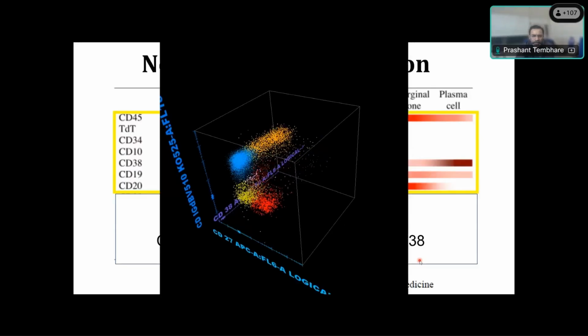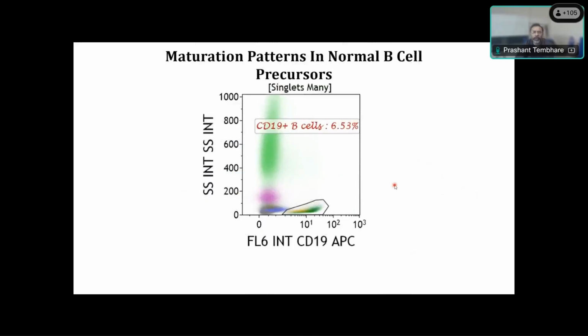This is the animation. If you look, these are the precursors. They gain markers as they mature and follow a sequence. This is 3D. On this channel you have CD34, this is 38, and then you have 27. So you can see this is how they mature. What we do is take all B cells and look for the maturation pattern using these markers.